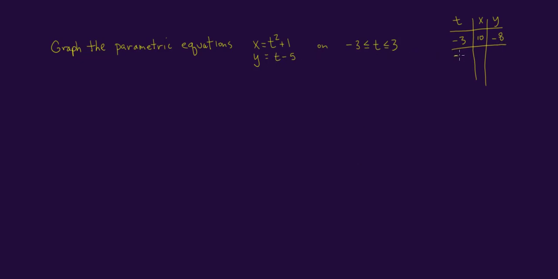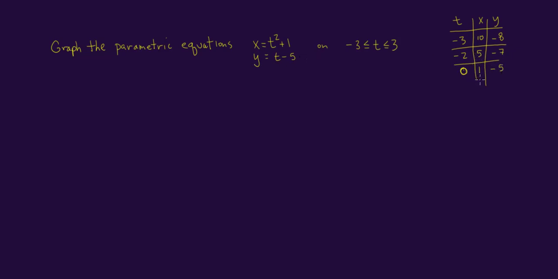Now at -2, -2 squared is 4, 4 plus 1 is 5, so the x coordinate is going to be a 5, and the y coordinate, -2 minus 5 is -7. Okay, we can start plugging in more and more numbers, but you'll see that this is a parabola, right? X equals t squared plus 1, so something kind of interesting happens at 0. Let's plug 0 in next. 0 squared plus 1 is 1, so that gets to 1. And then when I plug in the 0 for the y, I end up getting -5.